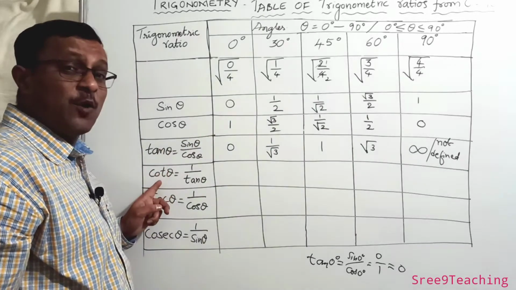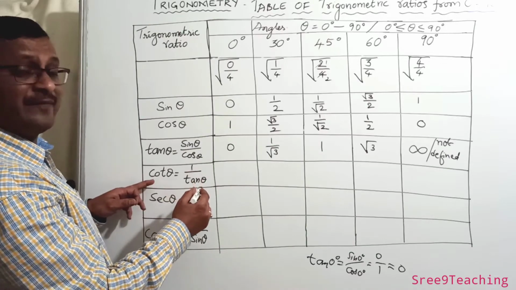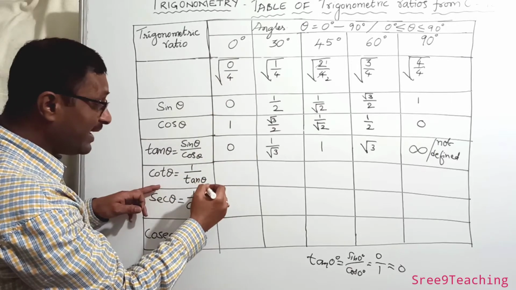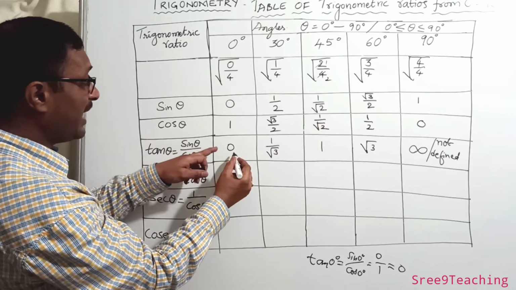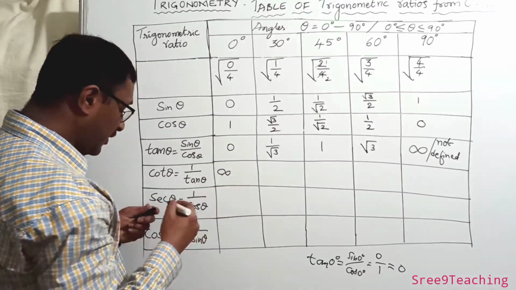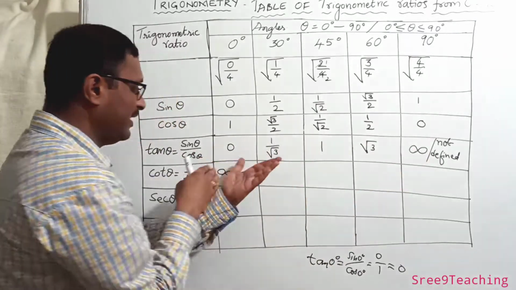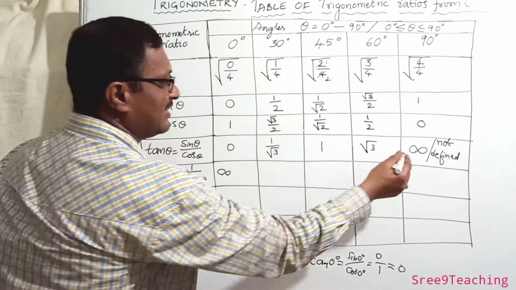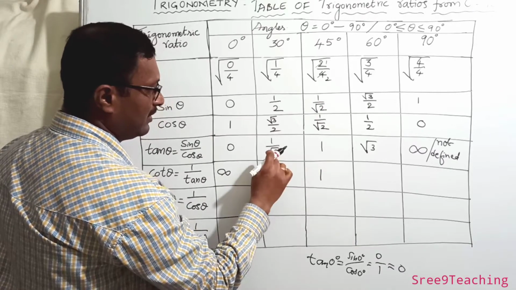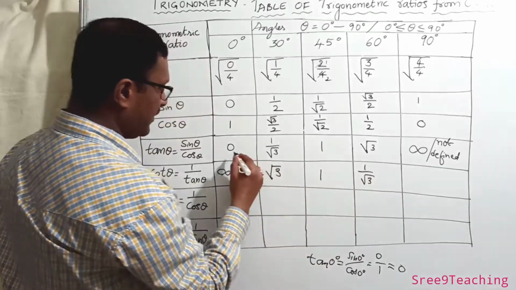Now let us find the cot, sec and cosec. Simple. Cot theta is nothing but the reciprocal of tan theta. If you want cot 0 degrees, it is nothing but 1 by tan 0. So 1 by 0, how much? Infinity. Or simply you write tan values in reverse order and you will get cot values. Infinity, then root 3 and 1. See, root 3 came here, 1 here, and 1 by root 3. And 0 will be here.